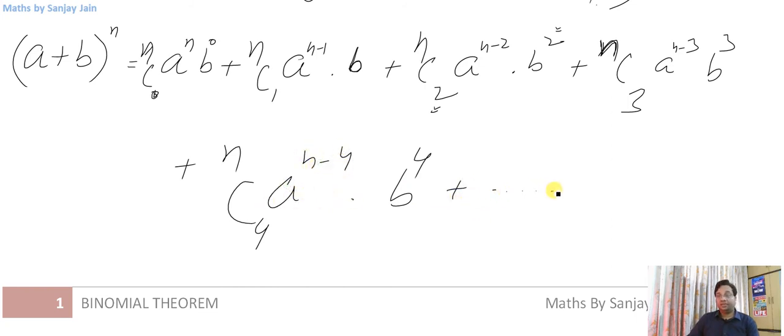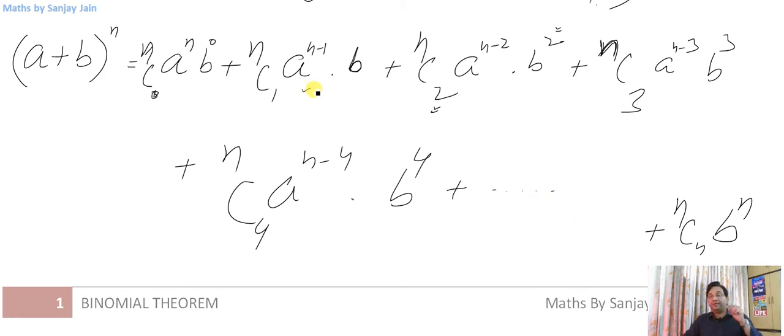Okay, and what about the last term? When I do not take a from any of these, so I am taking b from all of these, so b raised to power n will come, and the coefficient you will write is ncn, right? And when you are taking a from n minus 1 brackets, we have already done that case.